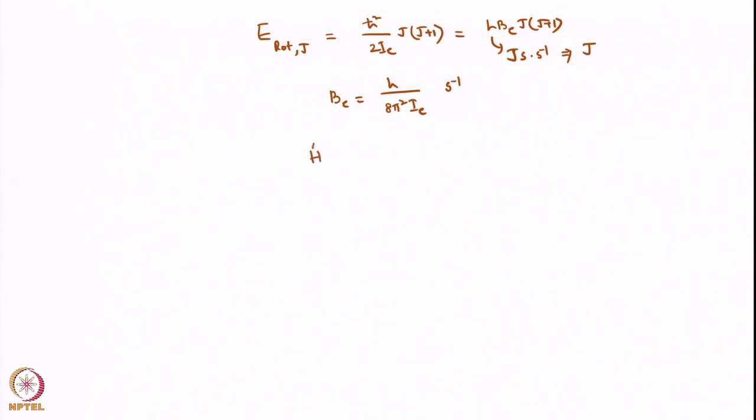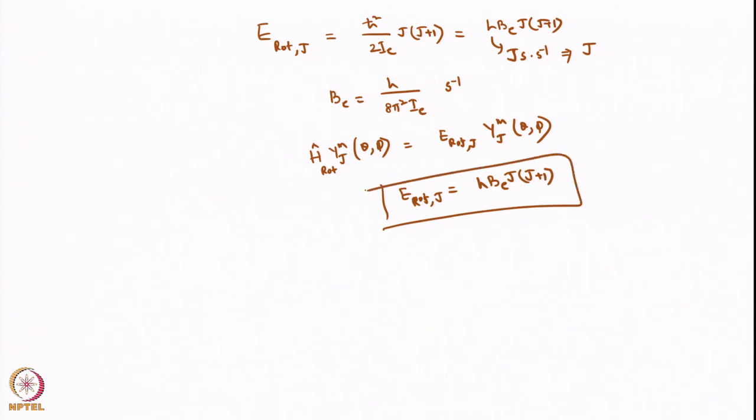So finally, what we have is the following: H rotation acting on Y_jm theta and phi is equal to E rotation j times Y_jm theta and phi, and your E rotation j is given by h B_e j into j plus 1. So, this is your energy and this is your wave function.